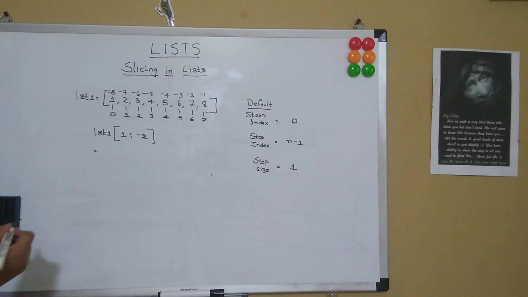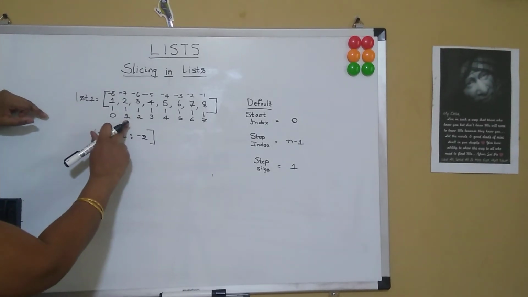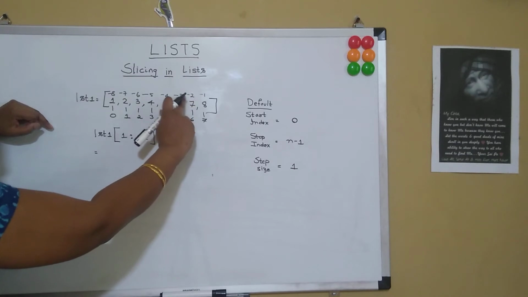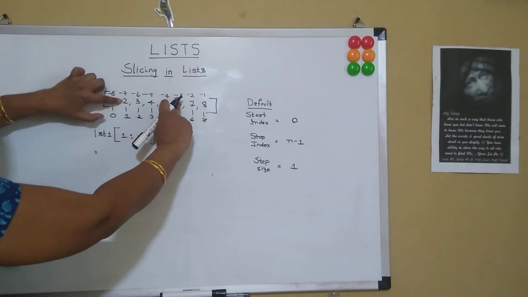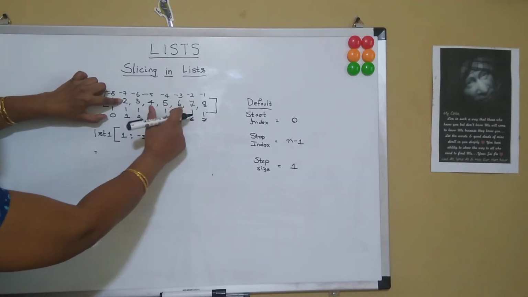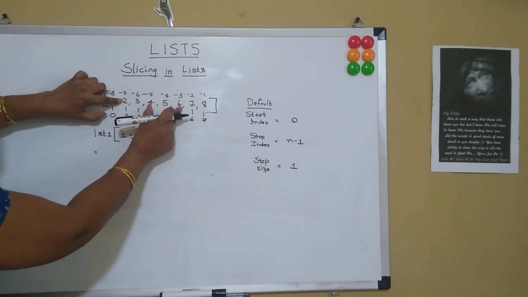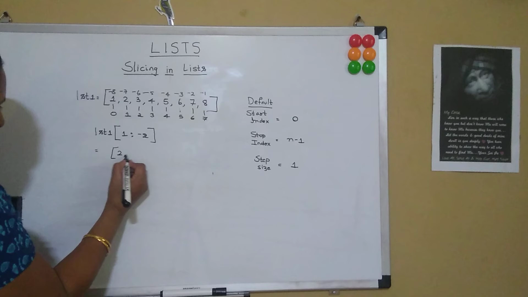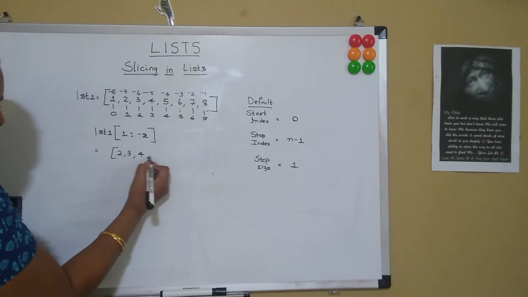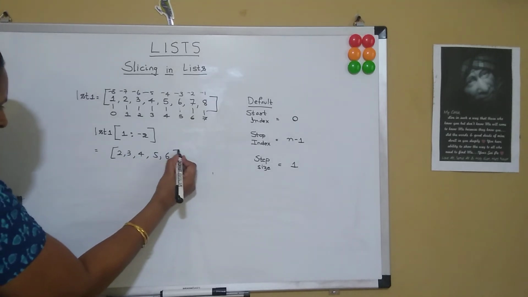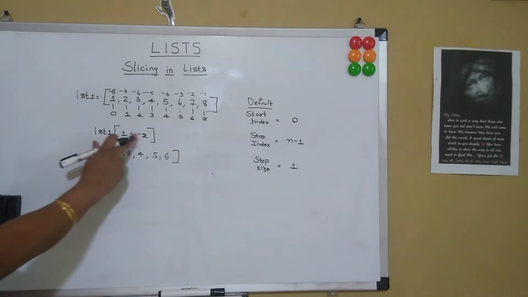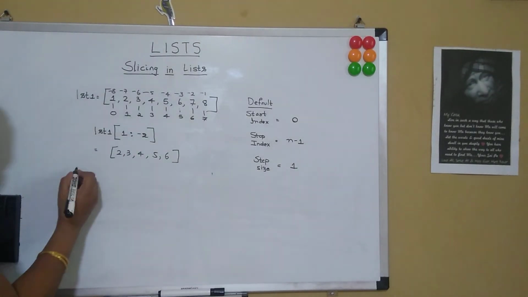So for printing this, it will take from 1. 1 is this particular value. Minus 2, so it won't consider minus 2, it will go till minus 3. 1 is this, minus 3 is this. So it will take 2, 3, 4, 5 and 6. 2, 3, 4, 5 and 6 will be printed on the console. This is with the help of a negative index.